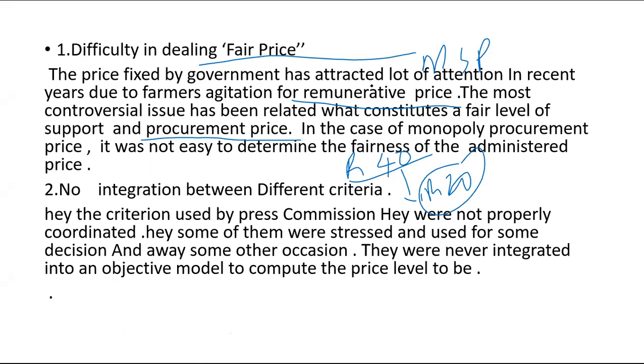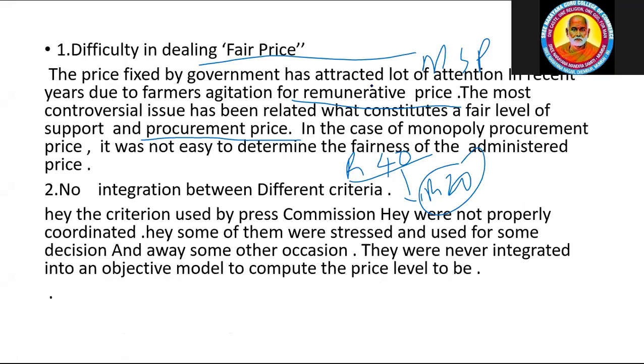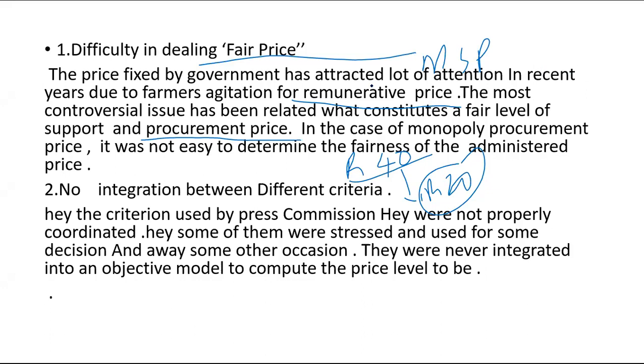The farmer is unhappy for two things. What are the two things, children? One is the minimum support price. Next is the procurement price. In both of these, the government's prices are less, and the farmer is very unhappy. Then, no integration between different criteria. That is known; India as a whole is a bit behind in integration.